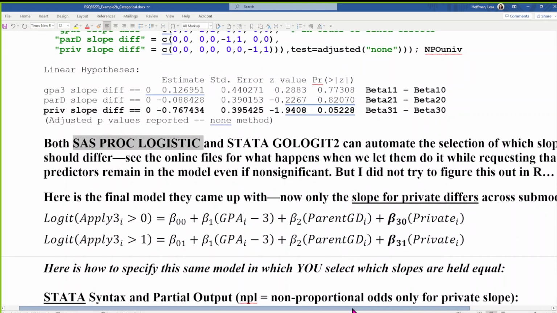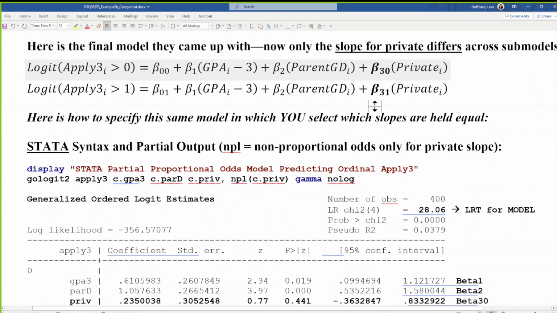So the model that they came up with, not surprisingly, only the private slope gets to be different across the submodels, which is exactly what we found. Once you constrain the slopes of GPA and parent degree to be the same across submodels, then it turns out that that difference that was a p-value of 0.058 actually squeaks under 0.05.